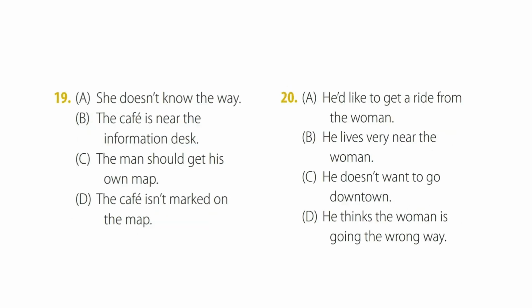Number 19. How do I get to the museum cafe? I left my map at the information desk. What does the woman mean?